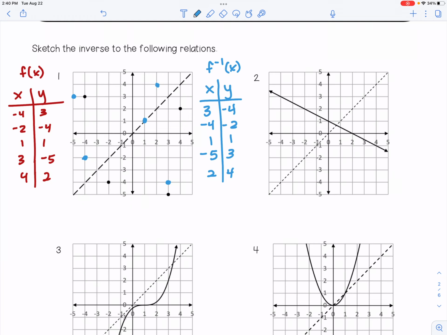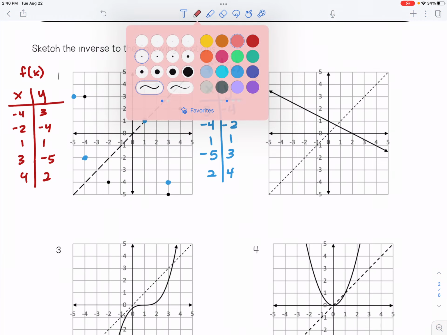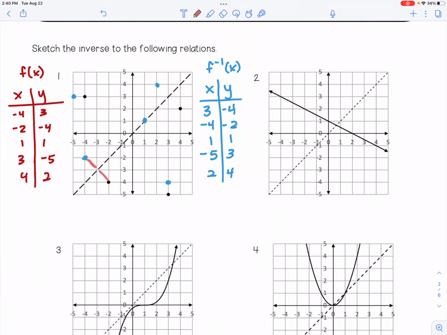And it talks about reflecting across that y equals x. So this point and this point are reflections. This point and this point are reflections. This point and this point are reflections. This one's on that y equals x line, so that is a reflection of itself. And those two are reflections.